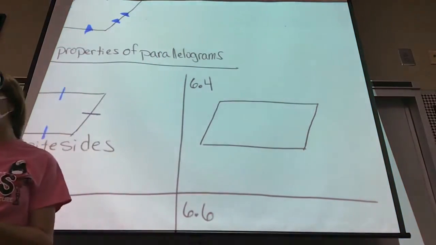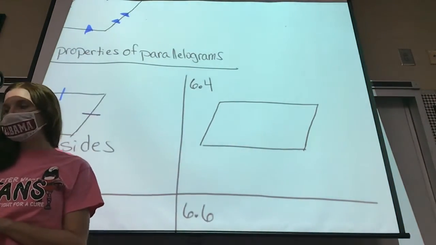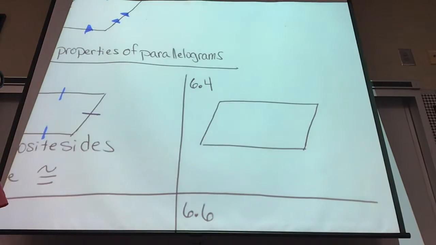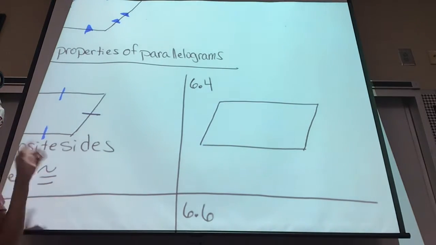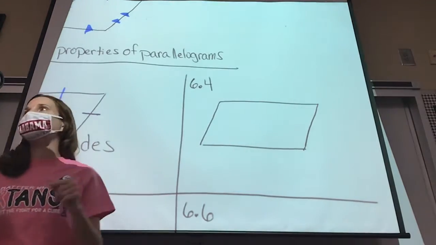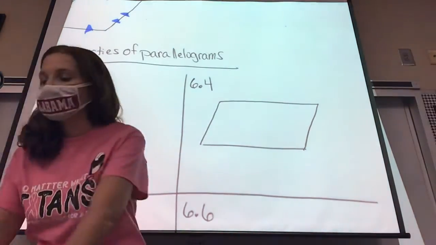So in 6.4, this time they are going to tell you that the opposite angles are congruent. So we already know that opposite sides are congruent. Now in 6.4, they're telling us that the opposite angles are congruent.